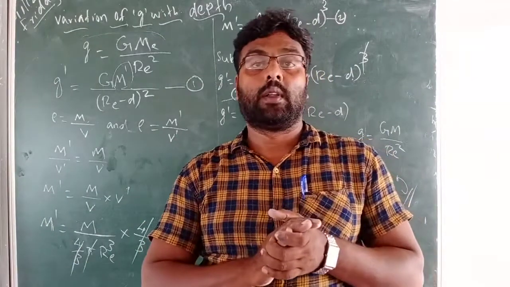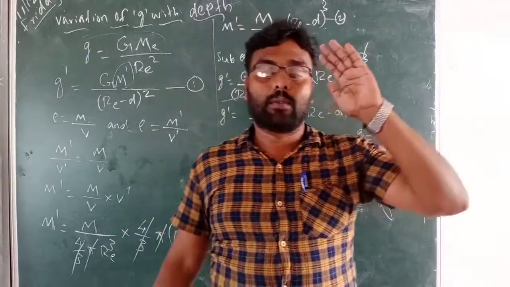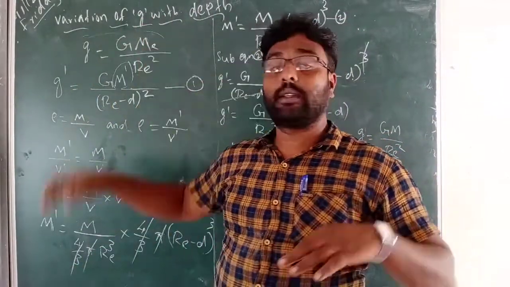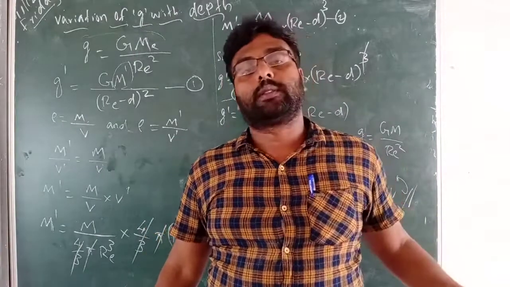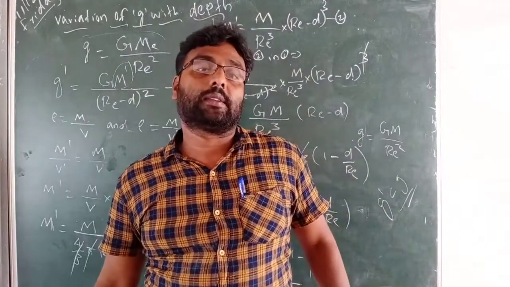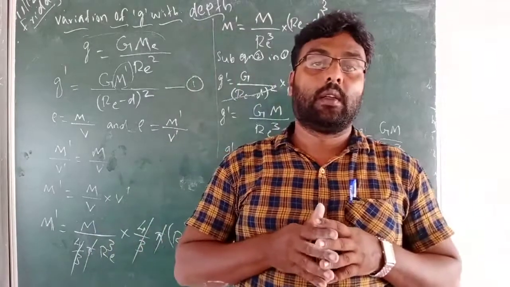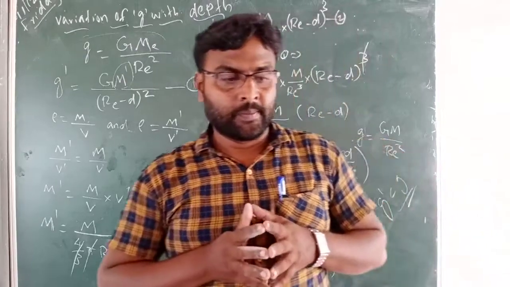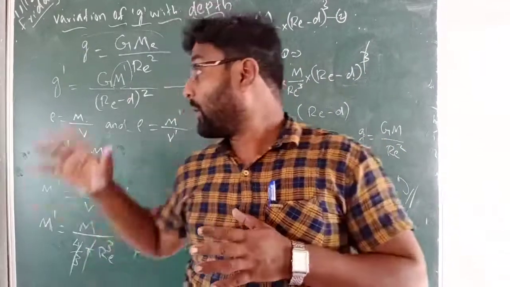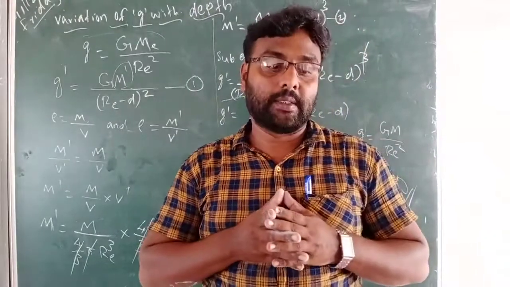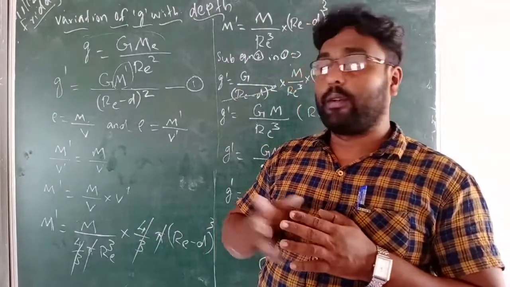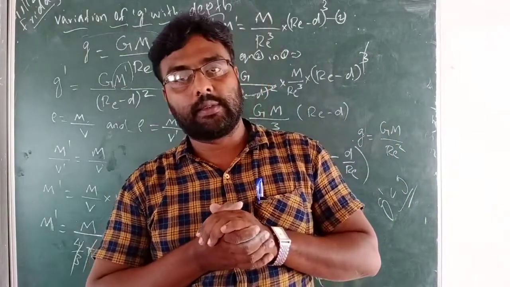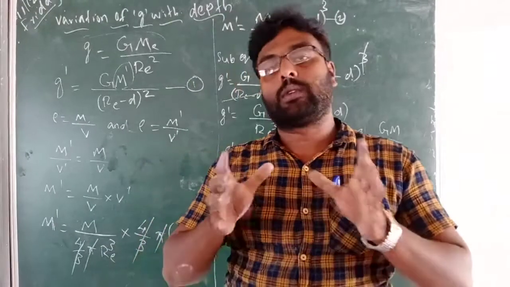Altitude changes, and in variation of g with depth also, the g value decreases. Only on the surface of the earth, the g value will be maximum. My dear students, it is one of the very important 5-mark questions. You have to practice from page number 20. And the variation of g with altitude is one of the important 3-mark questions. Practice these 2 questions.